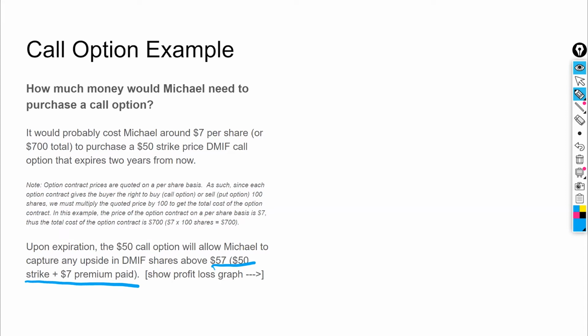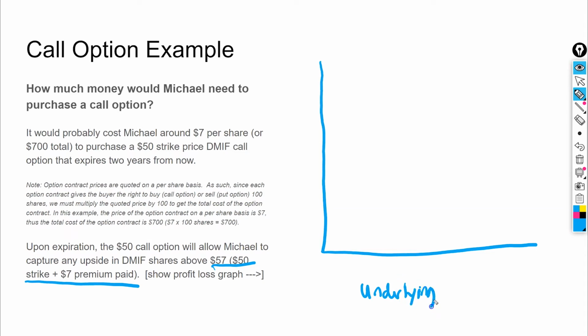Okay. So let me show you a profit loss graph. So here we have the underlying price. Forgive my handwriting. And on this axis we have profit, the amount of profit.